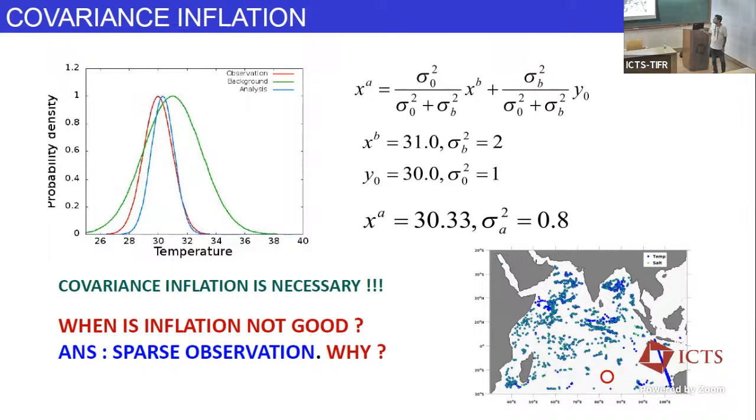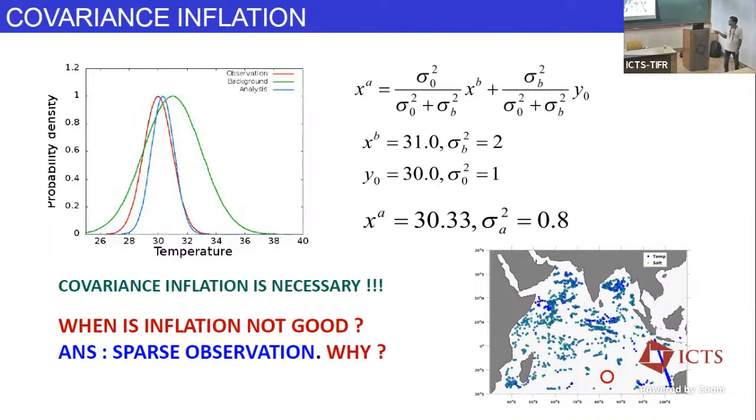But since the error variance in the observation is less than the error variance in the model, the analysis has inclined closer towards the observation than towards the model. It is less than 30.5. Okay? Also, the error variance in the analysis is 0.8, which is less than both the model error variance and the observation error variance. Now the point is, suppose you keep on doing this, okay?